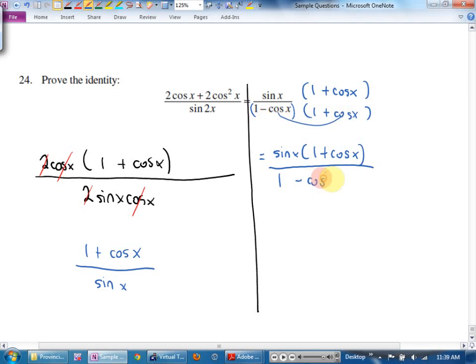Can I cancel? It is factored. And I'm done. I have a 1 plus cos left behind and a sine x left behind. All right? Here we go.